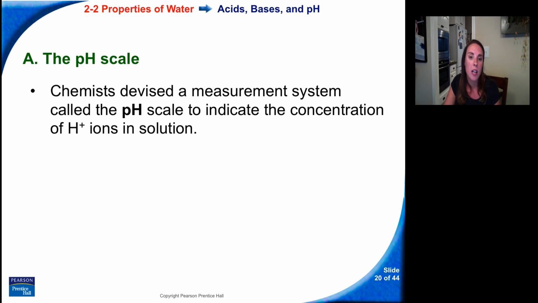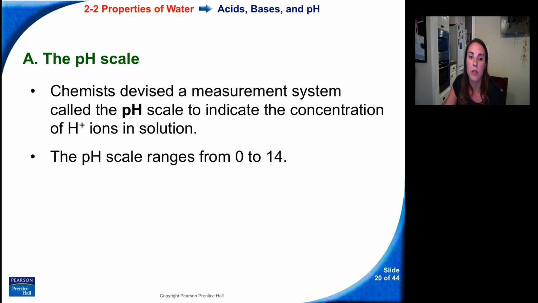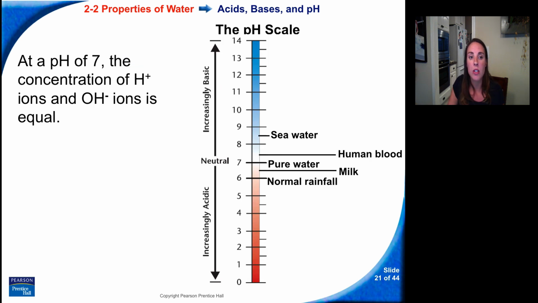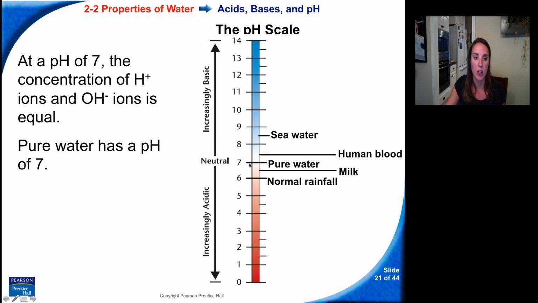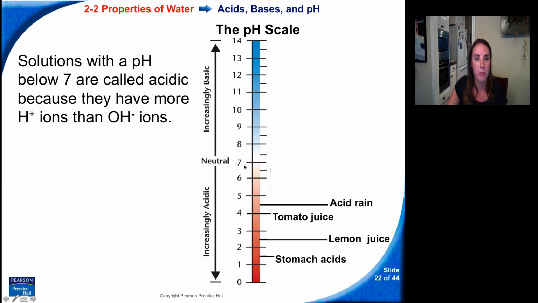That will determine whether it's an acid or a base. So the pH scale can help us figure out if something is an acid or base. This is just a measurement system to indicate the concentration of hydrogen ions in a solution. The pH scale ranges from 0 to 14. At a pH of 7, the concentration of hydrogen and hydroxide ions is equal. So pure water is neutral. It has the same number of hydrogen and hydroxide ions. So we're right in the middle of the scale. At a 7, it is neutral.